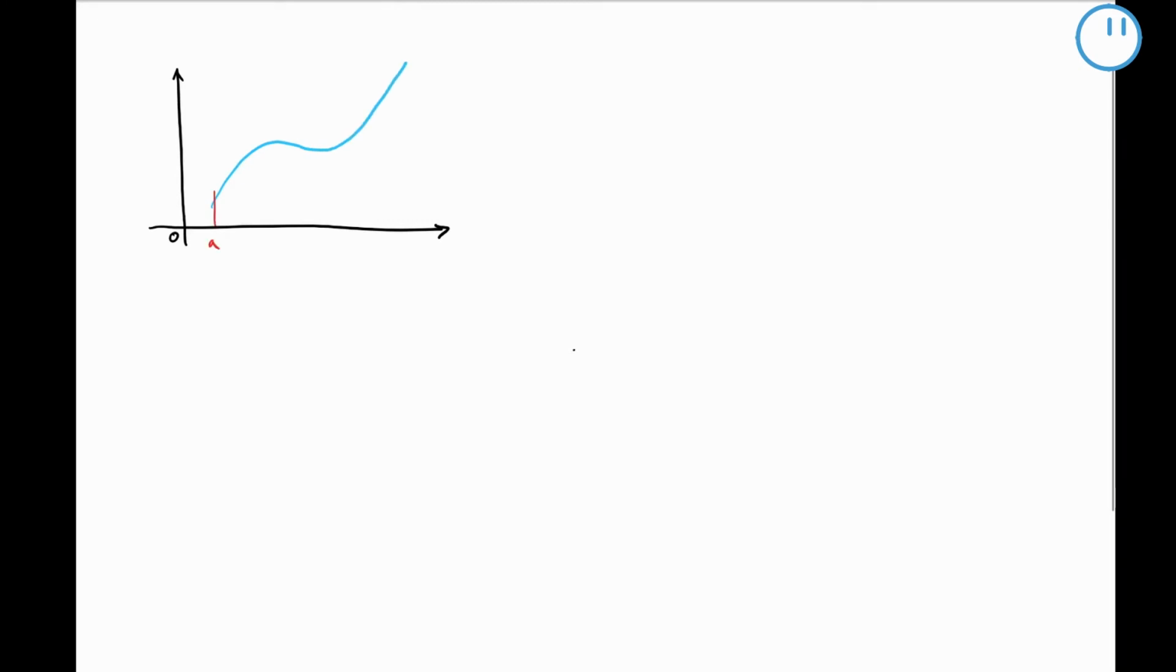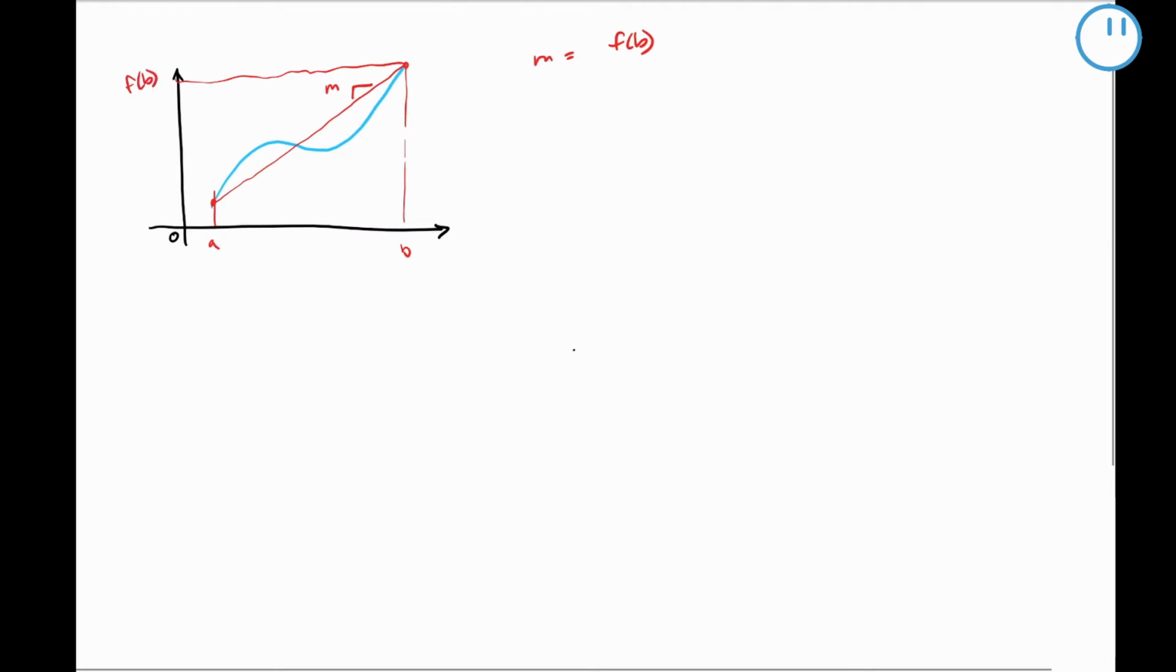If this is A on this side right here, and this is B right here, and if I draw a line that connects these two endpoints, so let's go ahead and draw that line, the slope of that line, we'll call that M. The slope here is equal to f of b, which is this value right here, minus f of a, and that's this value right here, over b minus a. And this is what we're going to start off with. So I'm just going to draw that line.